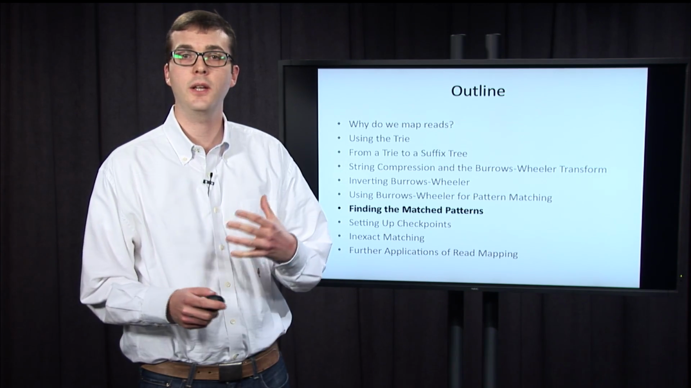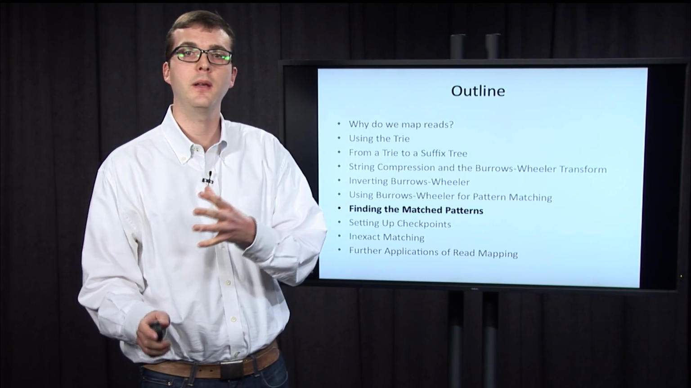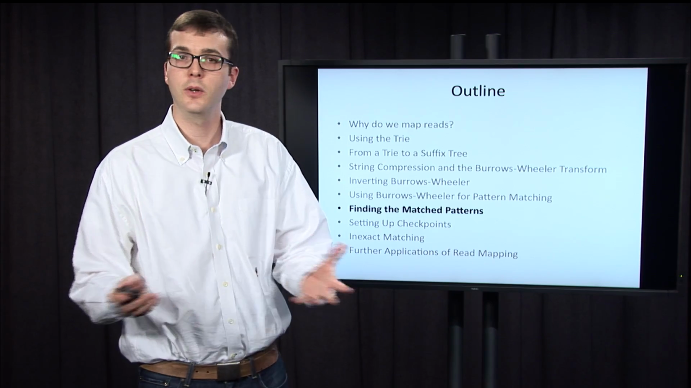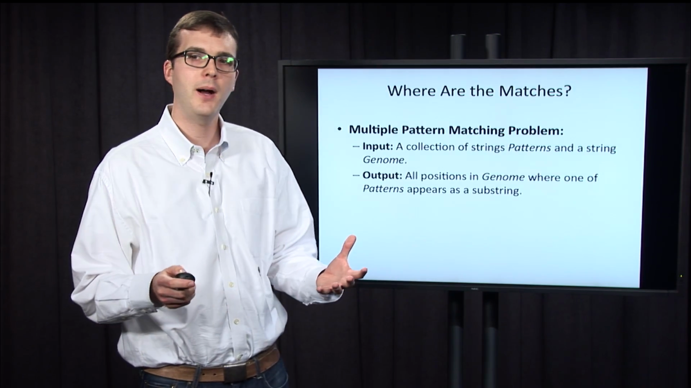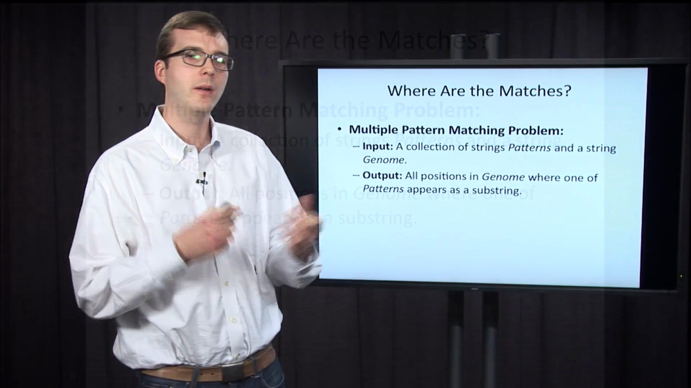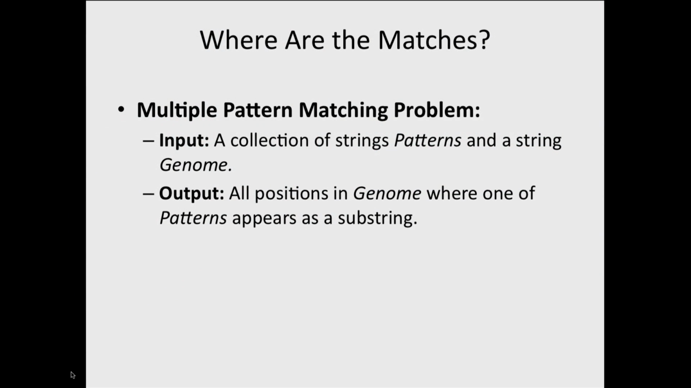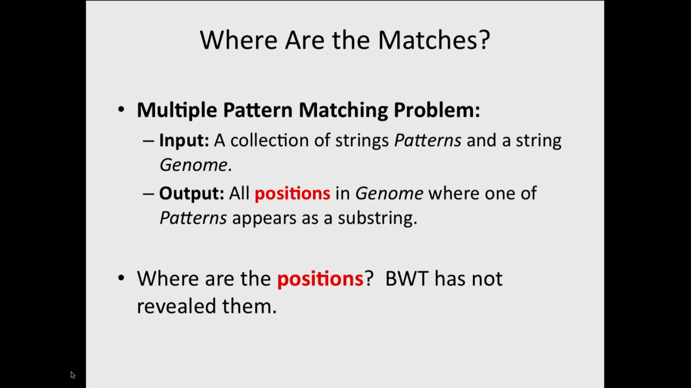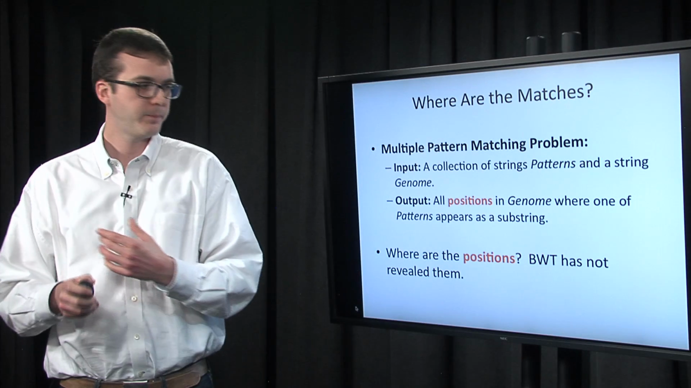So I think that what Sean did with showing how Burrows-Wheeler can be applied to pattern matching is really awesome. But I'd like to point out that we're kind of back at an issue that we had when we were using the suffix tree, which is that he's been able to identify whether or not each pattern occurs in the genome using the Burrows-Wheeler transform. But remember that the multiple pattern matching problem says we need to also find the positions. Okay, we need to know where it is that these pattern matches are happening.